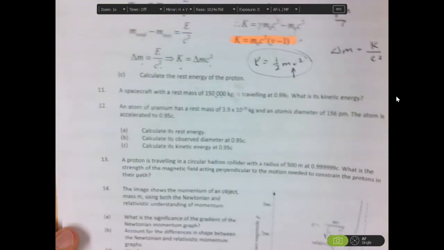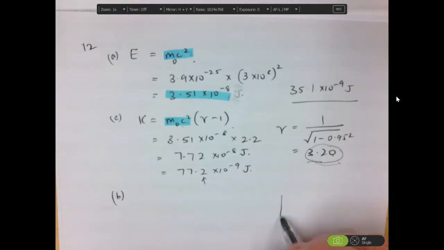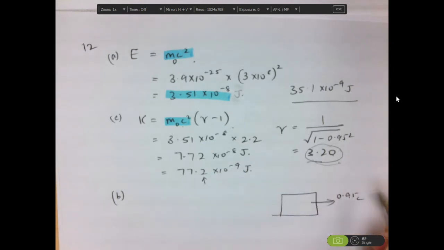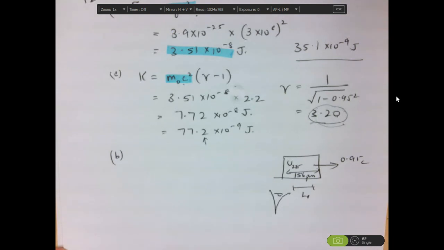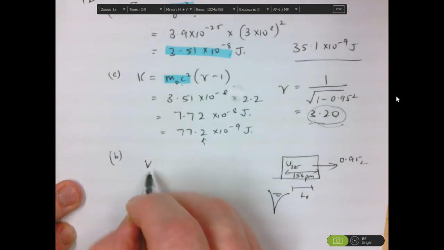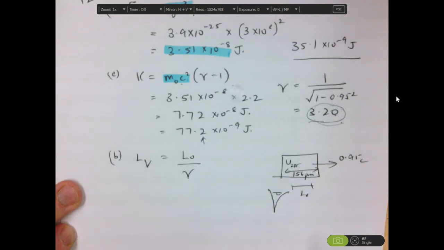B is calculating the observed diameter. Remember, if we start moving at 0.95 c, this is our uranium. This uranium atom sees itself as having a diameter of 156 picometers. But we see this as being length contracted. So the length at velocity is equal to its proper length divided by gamma, because we're seeing a contracted length. So its proper length is 156 picometers divided by 3.2, which is the gamma factor.